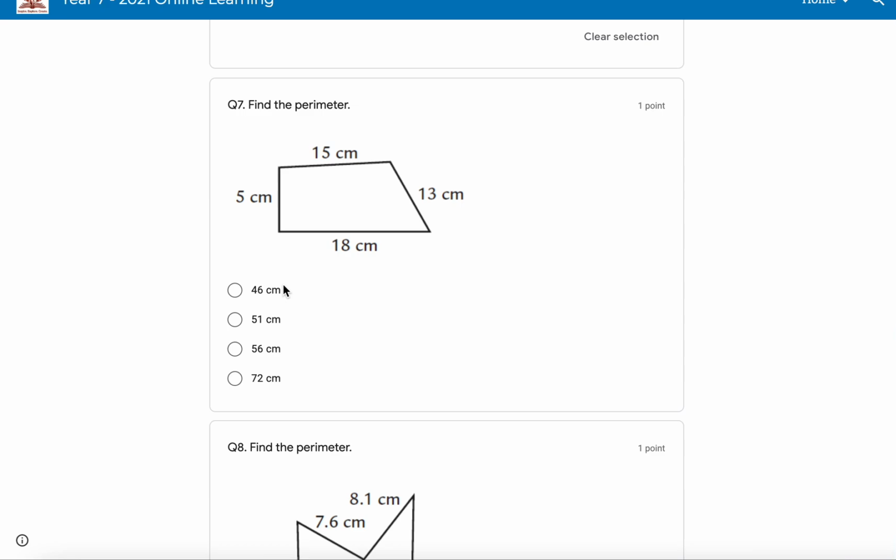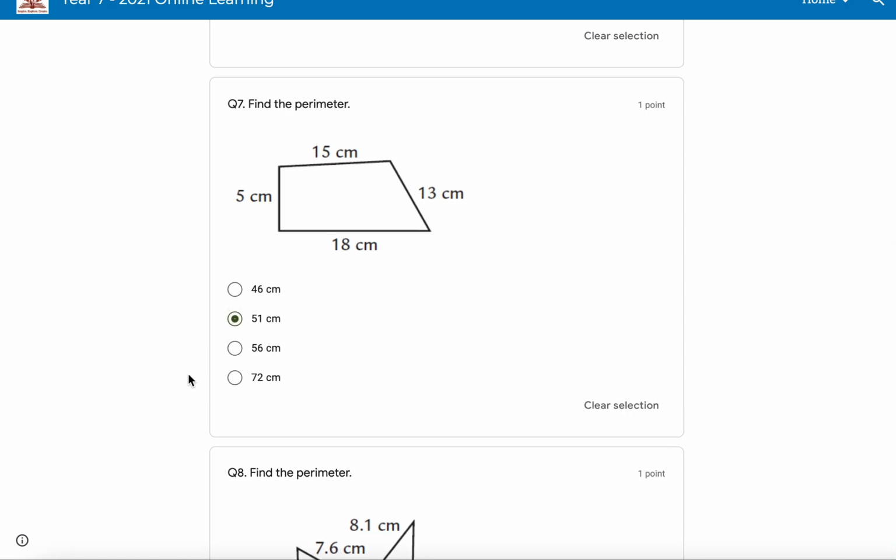Okay, here we've got like a trapezium, and it's given us all the sides, so that's nice and easy again. We just need to add them up. 18 plus 5 plus 15 plus 13. So in total, that's 51 centimeters. So the perimeter is 51 centimeters.